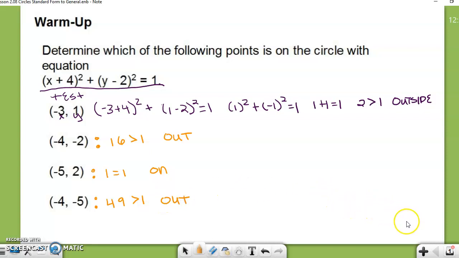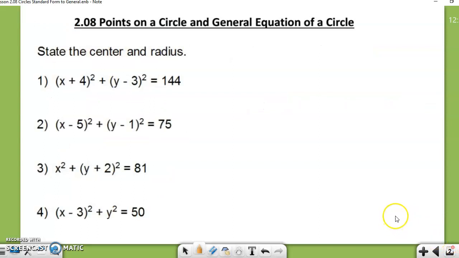Okay, hope you did well. Again, make sure you come in with your questions. All right, now we're stating the center and the radius. Again, this is from a previous lesson.